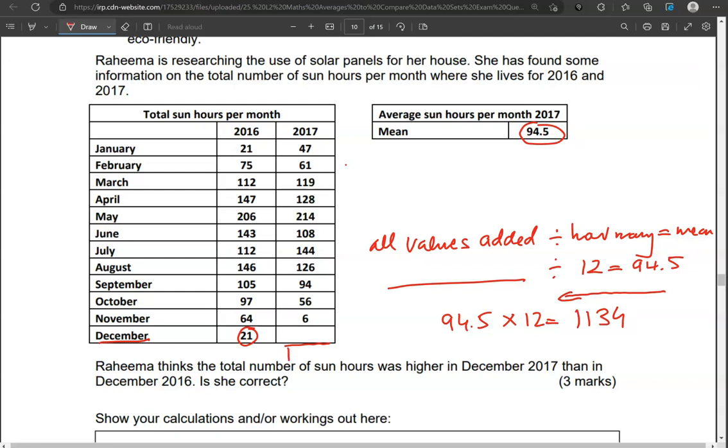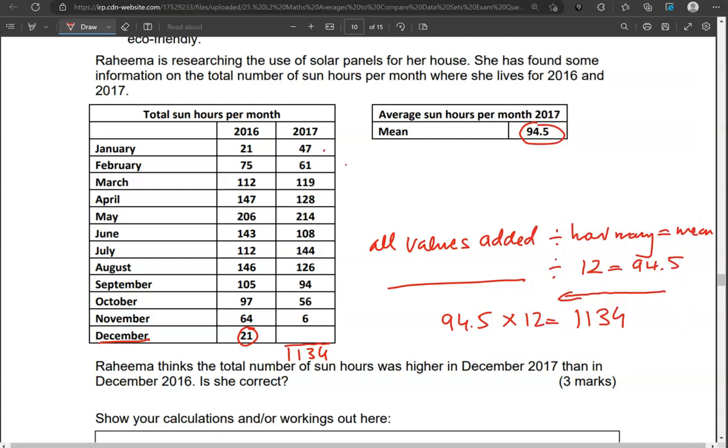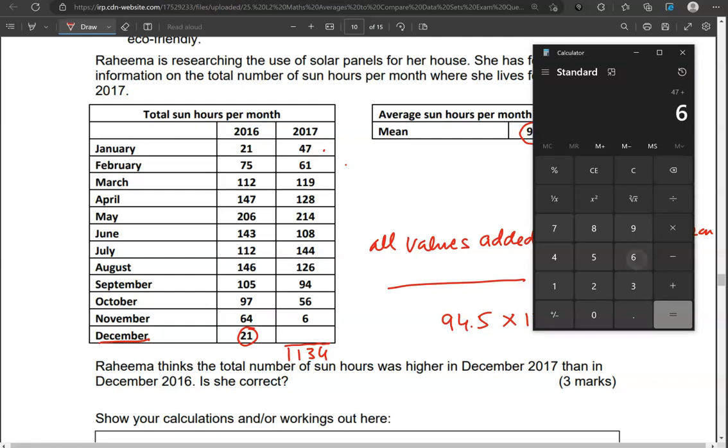So including December should be 1134. So I'm going to add what we already have. So we have 47, we have 61, 119, 128, 214, 108, 144, 126, 94, 56, and 6. So 1103.